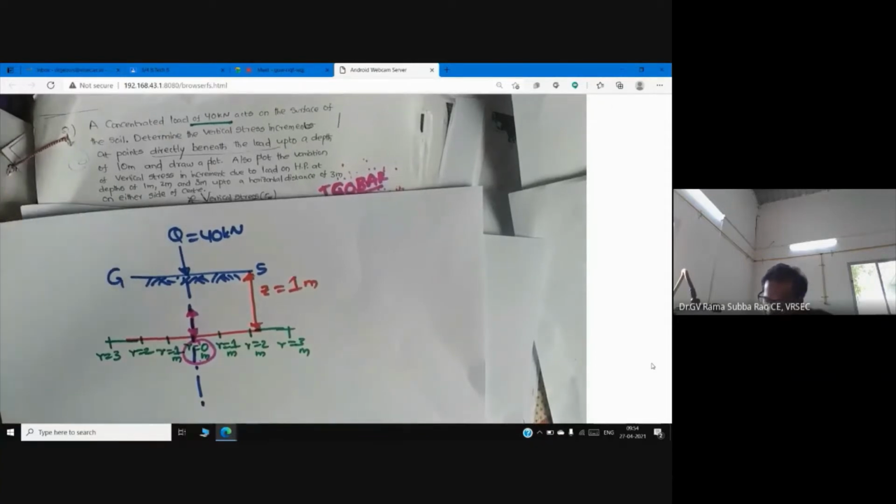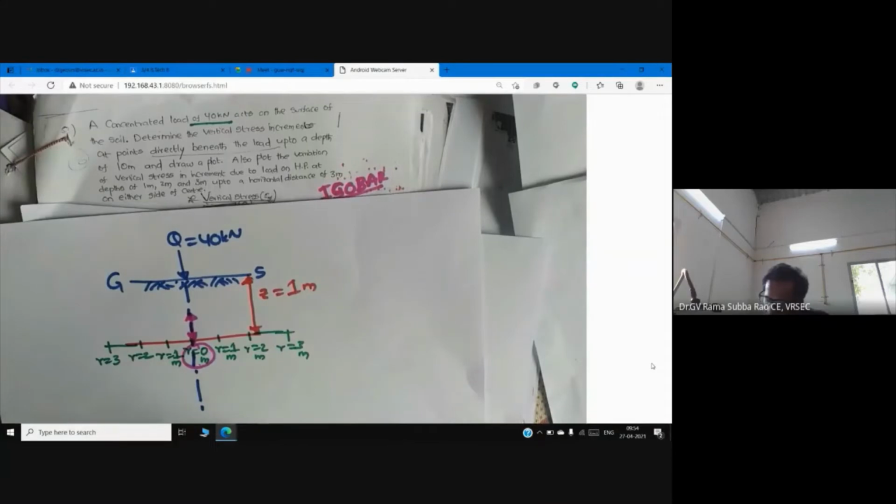R0. So when Z is equal to 1 meter, what is the answer?